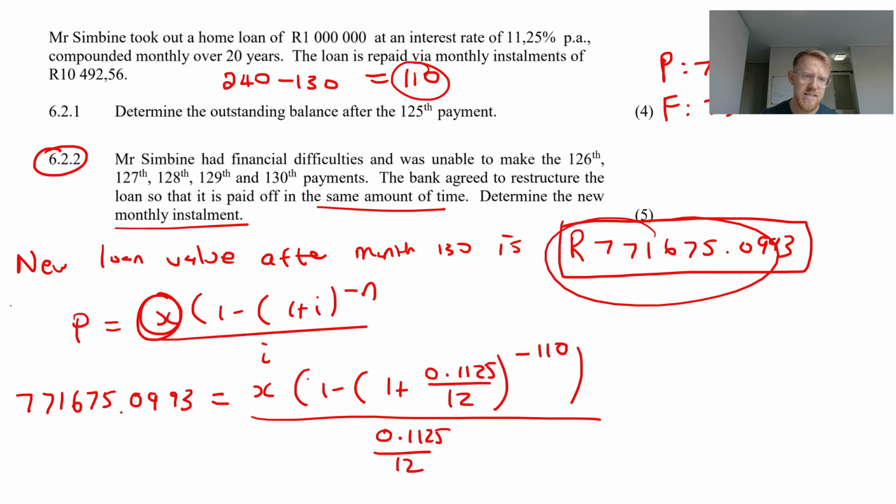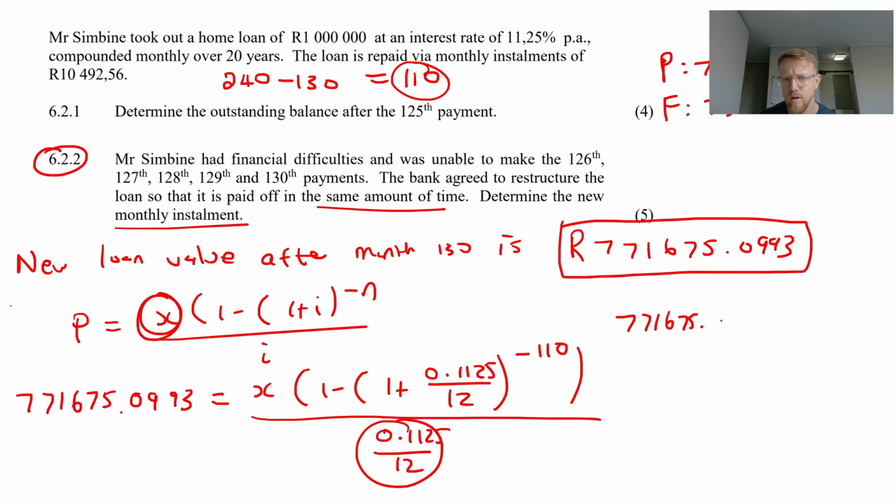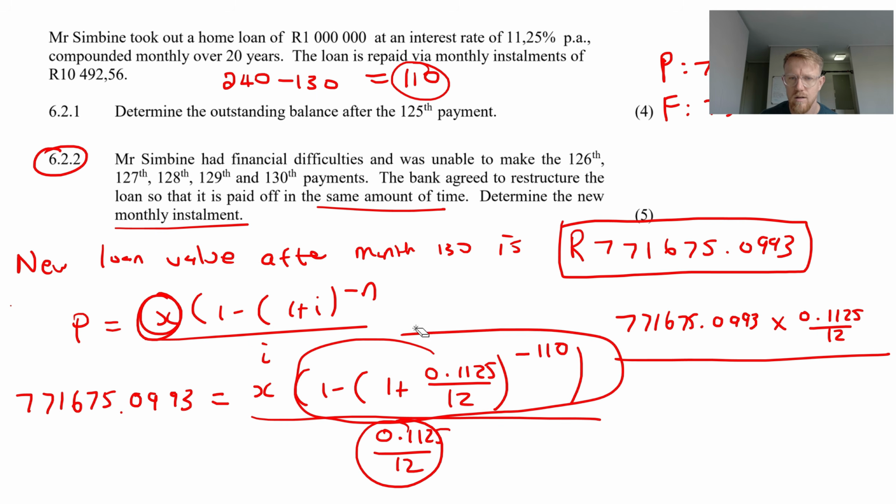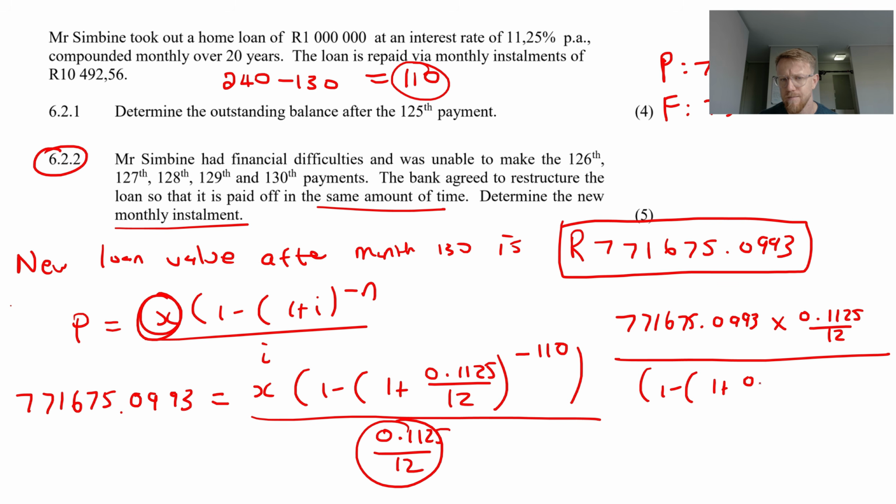Okay, so what happens now is that you now need to go and get x by itself. So I like to try use the calculator as little as possible so that I don't have to worry about rounding off. So I'm going to take this over to the left-hand side. So we're going to end up with 771,675.0993. And then we're going to multiply that by 0.1125 over 12. And then we're going to divide by all of this. Okay. And so that will allow us to get x by itself. So x will be equal to that.